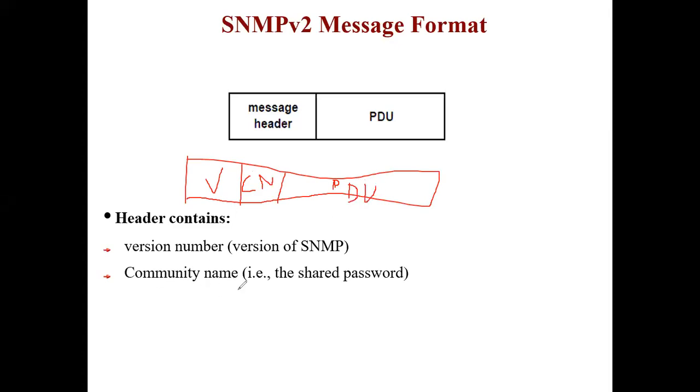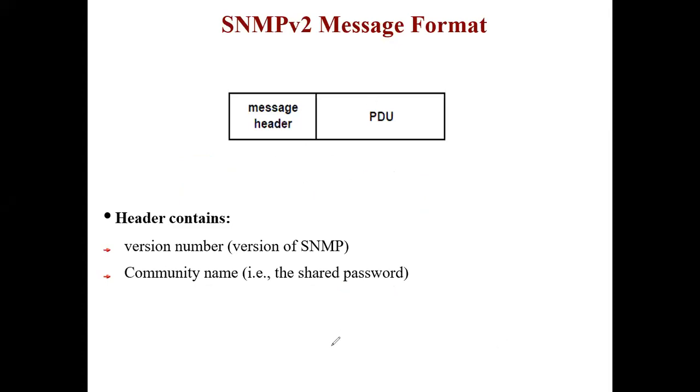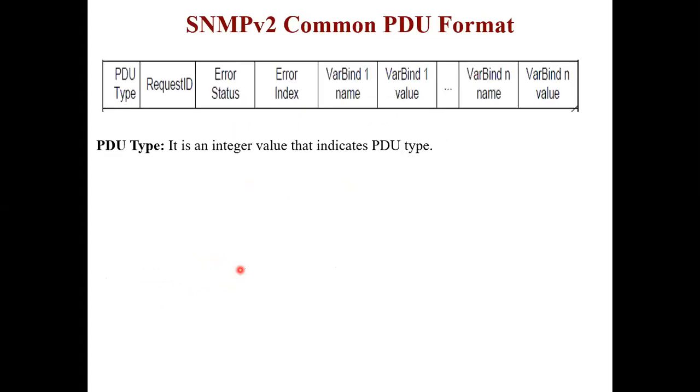The community name is a shared password, meaning people belonging to the same community can communicate with each other. So security, again I'm repeating, was present in version 1 and is present in version 2 through the community name. Not a very high level of encryption and decryption, but through this community profile access policy, the security was continued in version 2 also.